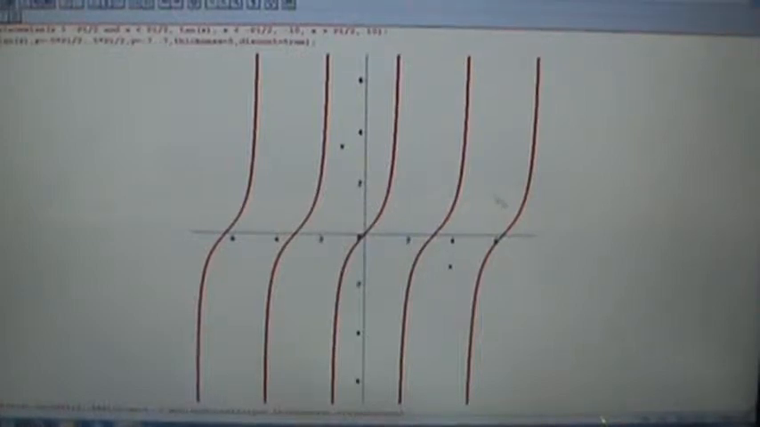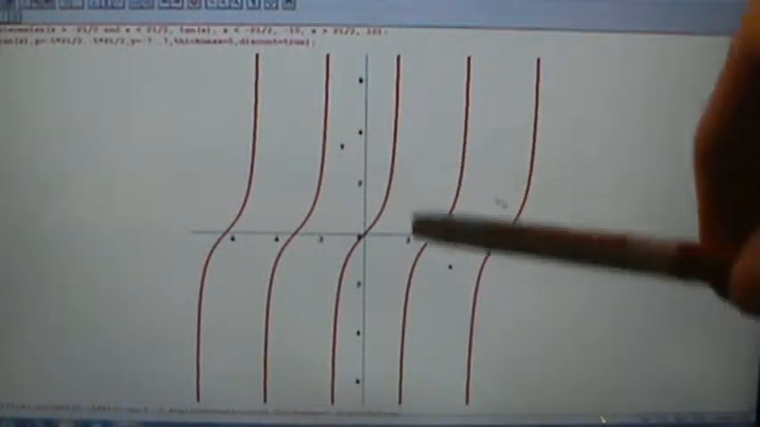All right, let's go ahead and talk about the inverse tangent function. So here's the graph of the tangent function without the vertical asymptotes, because they're going to make things cluttery. So we'll ignore those for now. We'll get back to them later.